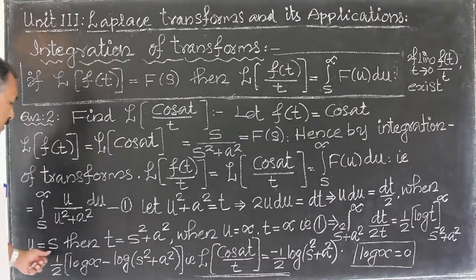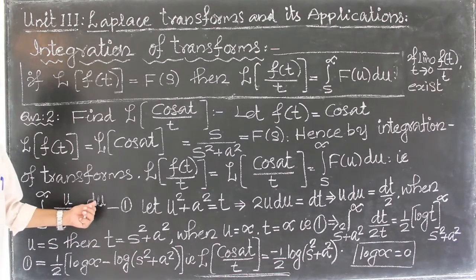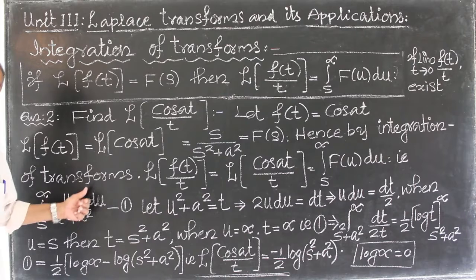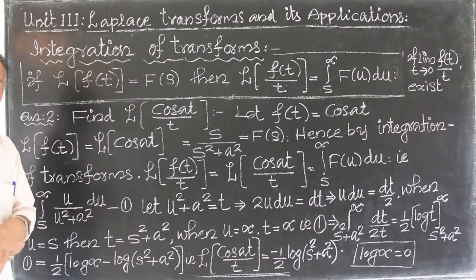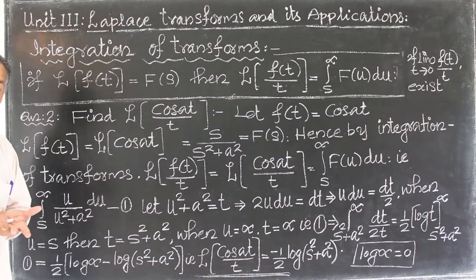Limit means when u is equal to s. Here, integral s to infinity u divided by u square plus a square du means u varies from u is equal to s to u is equal to infinity. The complete variable is converted to t. As u varies, what is the corresponding variation of t?